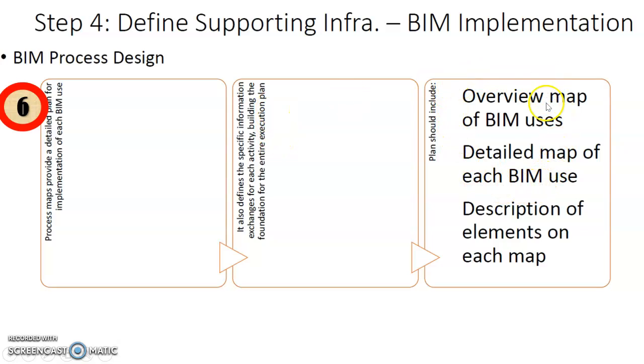So what you need to do is to at least come up with an overview map of the different types of BIM uses that are going to take place throughout the different phases of your project. And once you have that, you need to zoom into the individual BIM use to come up with a detailed map for every one of the individual BIM uses or the individual types of model, where you describe the elements on each map. That we have discussed in step 2. We can go back to step 2 to take a look.